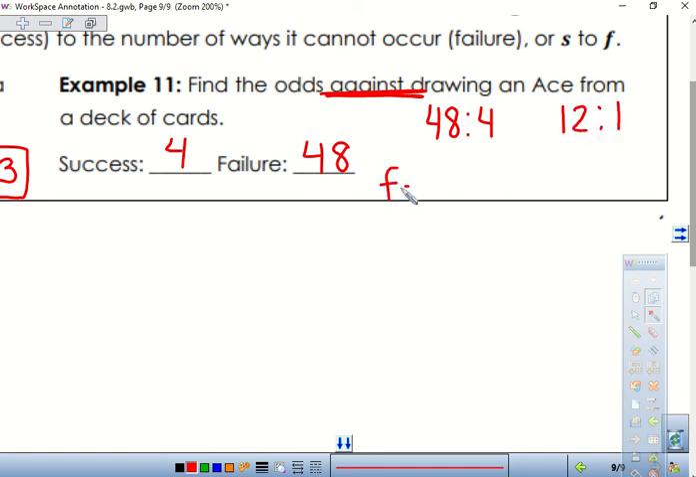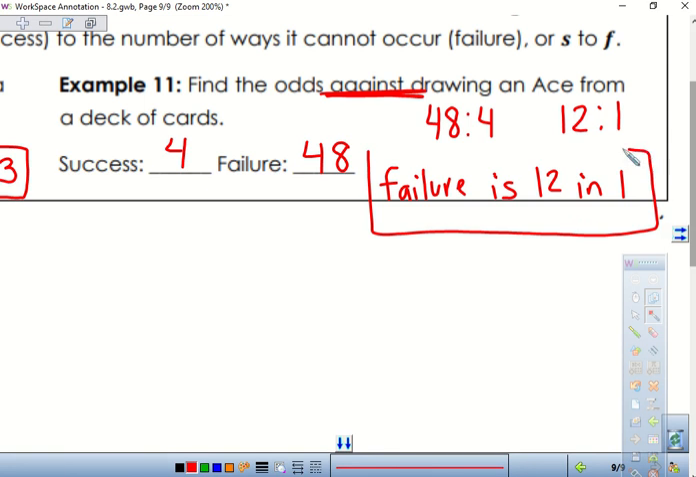So failure is 12 to 1. So this is how they express odds in a casino. Okay, they don't use fractions like we do, they use odds like this. So when they talk about, you probably have seen this before, that's what they're talking about. It's a different type of measure. So does anybody have any questions about this lesson at all?